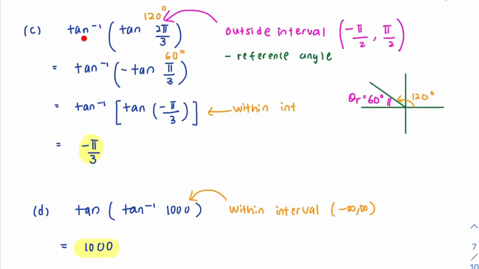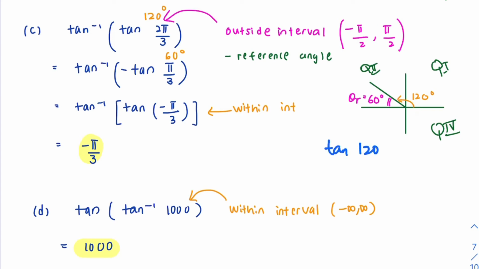Now let's see the next one. Inverse tangent composed with tangent 2 pi over 3. So 2 pi over 3 is 120 degrees. So 120 degrees is not within the interval of minus pi over 2 and pi over 2, because 120 degrees now is in the second quadrant, which we are not allowed. It must be only in quadrant 1 or quadrant 4. Therefore, what we should do is we must open up using reference angle. So let's open up the reference angle here.